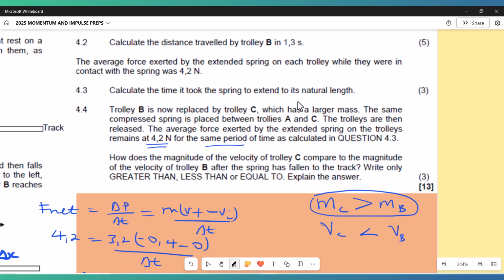Why? What do we know? From Newton's second law of motion, when the net force acts on the body, what happens? The body will accelerate in the direction of the net force. The acceleration is directly proportional to the net force and inversely proportional to the mass. So, the bigger the mass, the smaller the acceleration and hence the smaller the velocity. Okay, hope we are together.